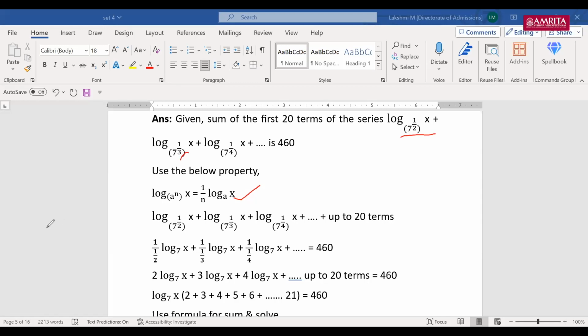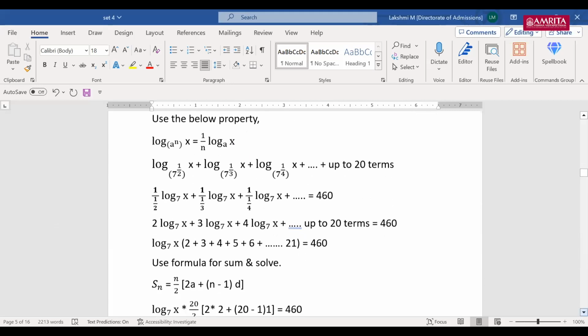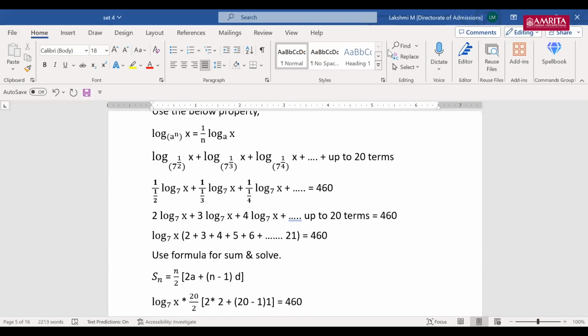Because I know a lot of people have given me the answer. You just need to use this formula to solve this question. Once you have this formula, you'll be able to simplify what's there in the question in one go. This is 1 by 1 by 2 log 7 x, 1 by 1 by 3 log 7 x, 1 by 1 by 4 log 7 x, and so on. This is equal to 460.